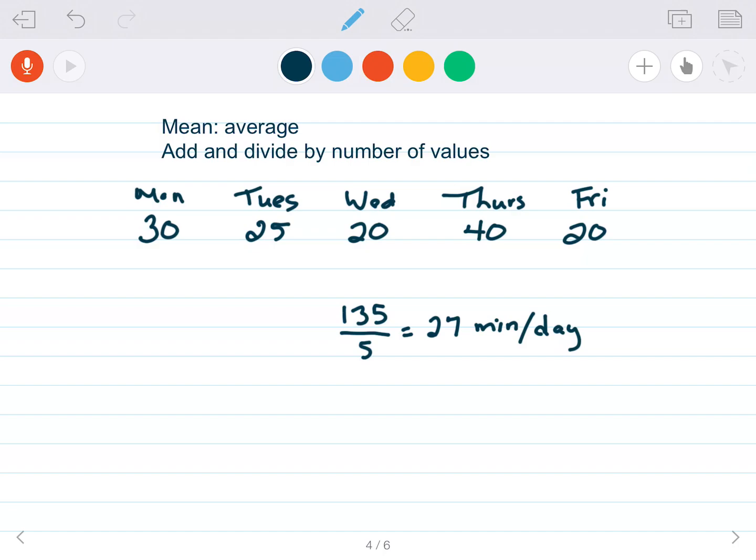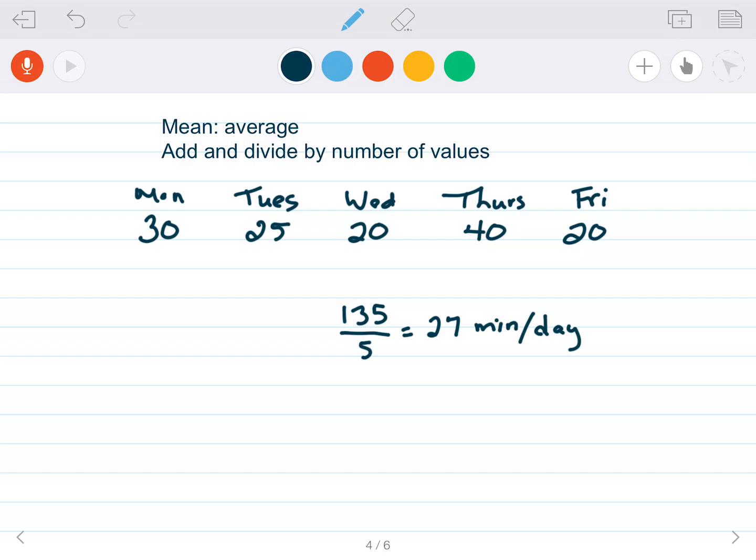Now you'll notice, no day were you on exactly 27 minutes. What we've done is we've taken all the minutes, put them into one metaphorical pile, and then we split them up equally amongst Monday, Tuesday, Wednesday, Thursday, Friday, essentially. So each day was 27 minutes on average. All right, so that's how you calculate the average. Again, you add and divide.